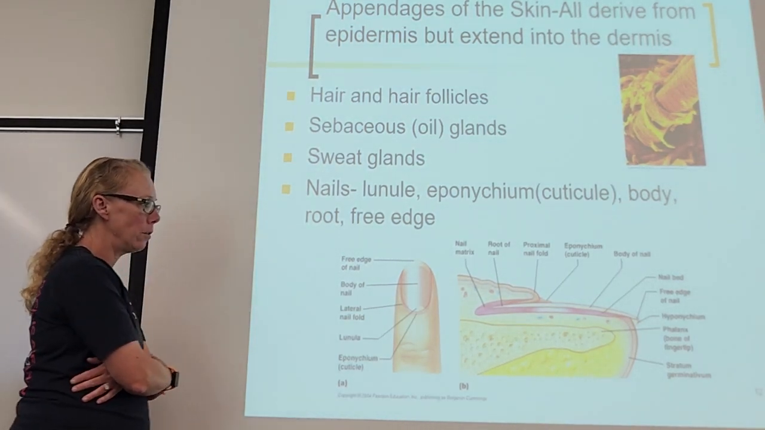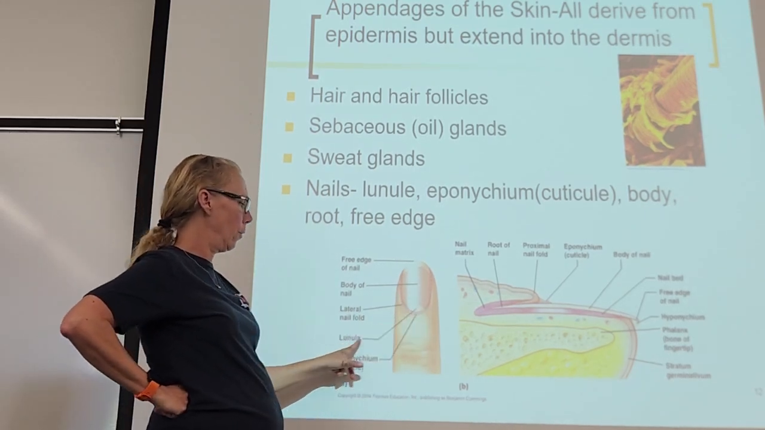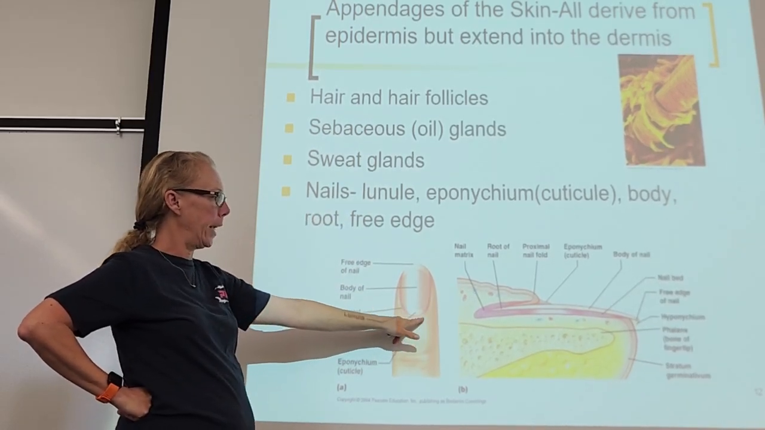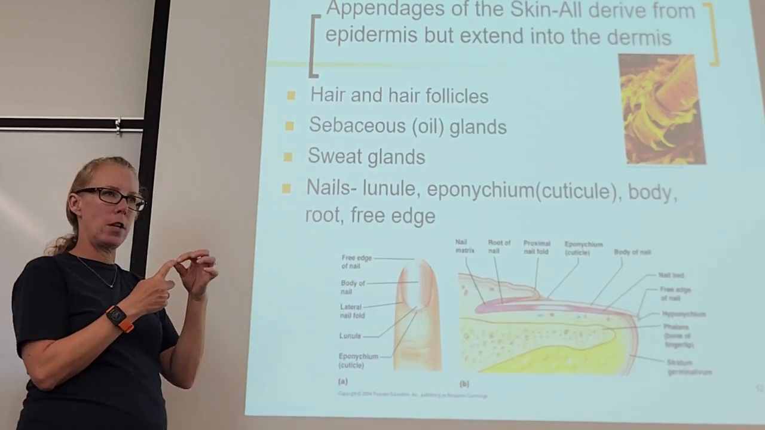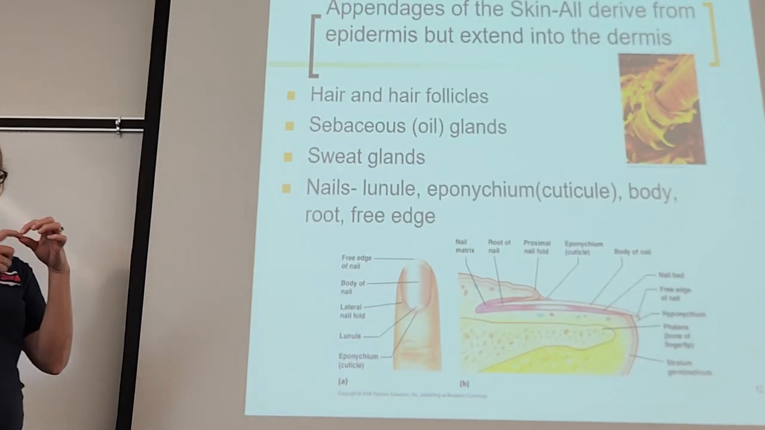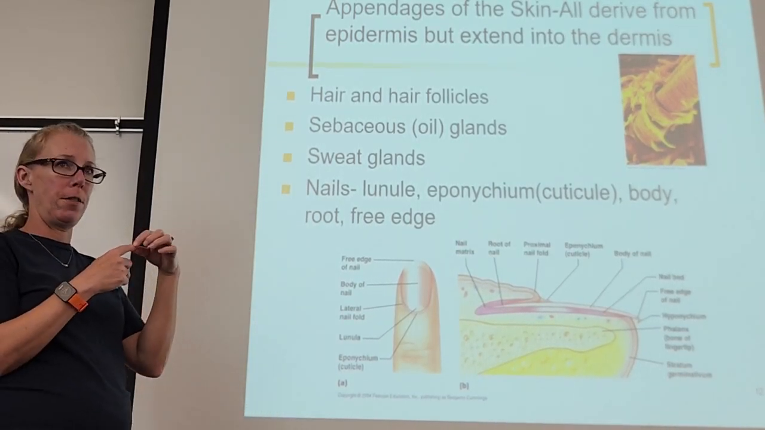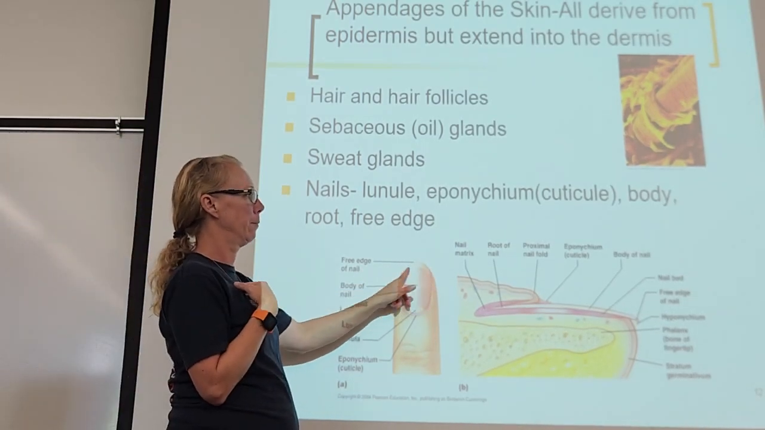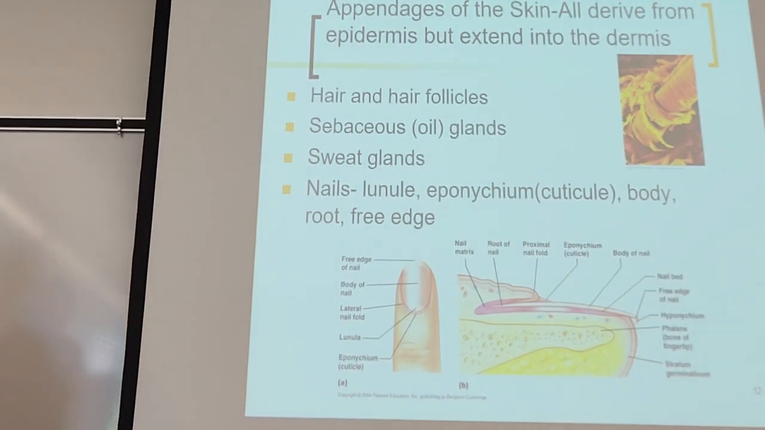As far as a nail goes, the only thing I really want you to know is the root of the nail, which is called the lunule. The cuticle is called the eponychium. That's just the formal term. The body of your nail is what changes color. It looks more pinkish, and that's because you have less protein fibers, so you can see the blood vasculature underneath it, versus the root, which is very thick, that's why it's white. And then you've got your free edge of your nail, which is what you trim. That's it as far as appendages go.